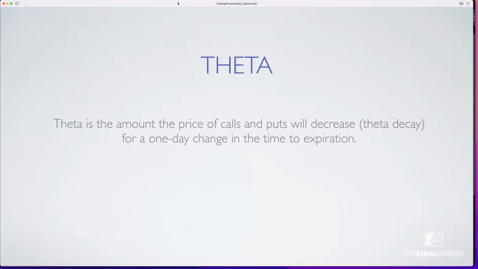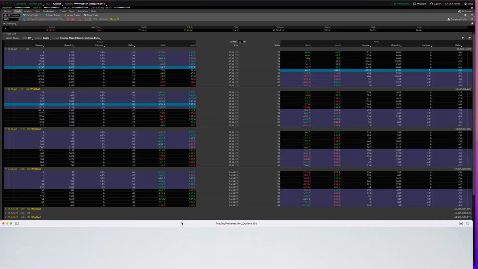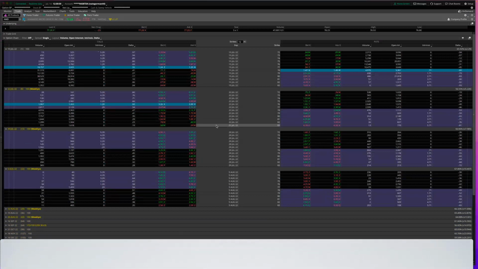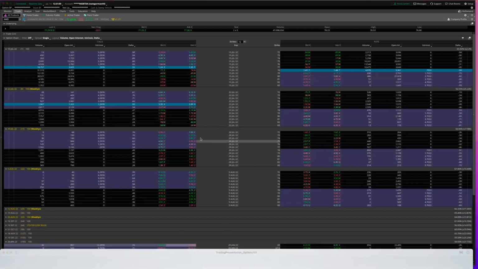So the other Greek that's really important, and we use quite a bit, and is really a factor in options trading, is theta. Theta is the amount the price of the calls and puts will decrease. It's called theta decay for a one-day change in the time to expiration. So the theta is a decay in the option price as you get closer to expiration. So you can see it here in the option chain.